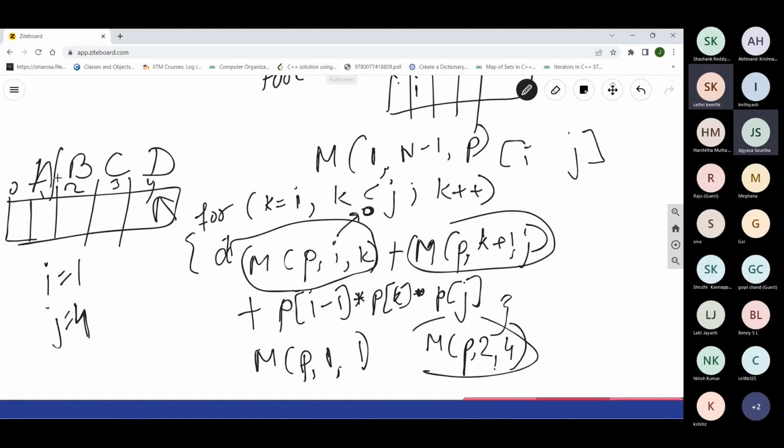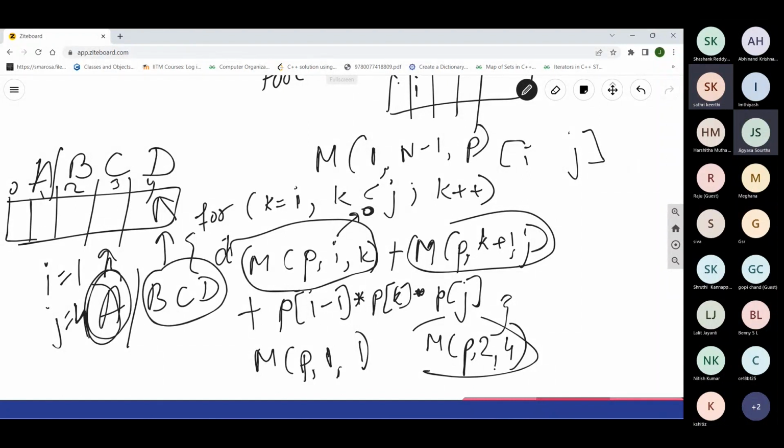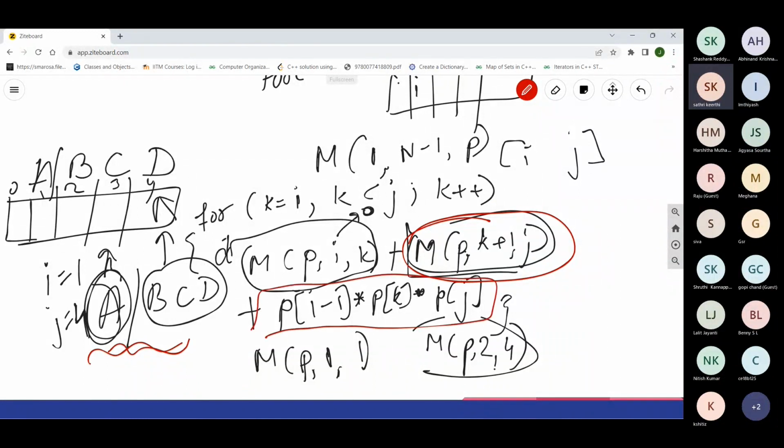So in the same case, if you split from A, B, C, D, first you need to calculate the multiplication of A, which will be, of course, 0. You will find the multiplication cost of BCD, which will be given by m of p, k plus 1, j. And after that, you need to multiply A, B, C, D. That cost will be given by P of i minus 1 into P of k into P of j.